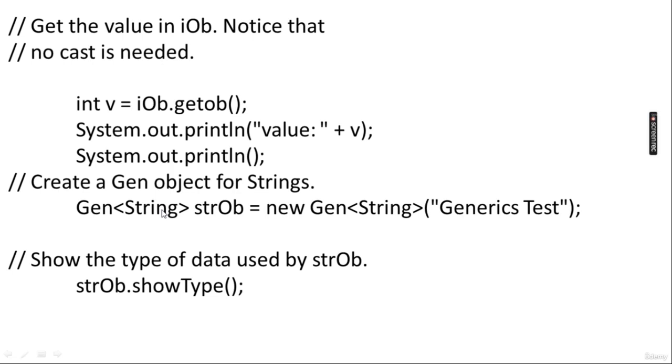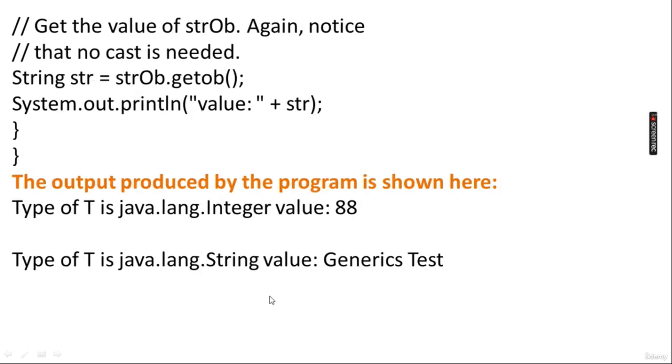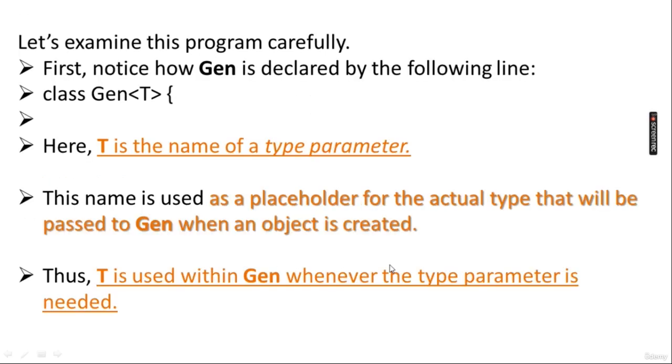Now we are done with the Integer. Now we will create the generic object for String. Generic string object is equal to new Generic String, "generic text". Now show the type of data, showType, it will display String. Get the value of the string object. Again notice that no cast is needed. This object will be automatically converted to the primitive type String, and its value will be displayed. Type of T is java.lang.Integer, value is 88. Type of T is java.lang.String, value is generic text.